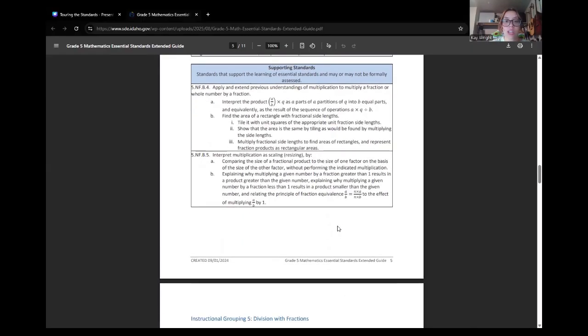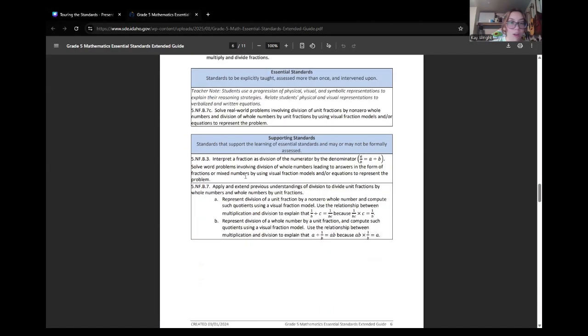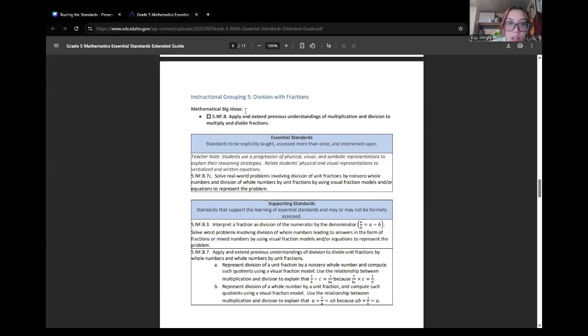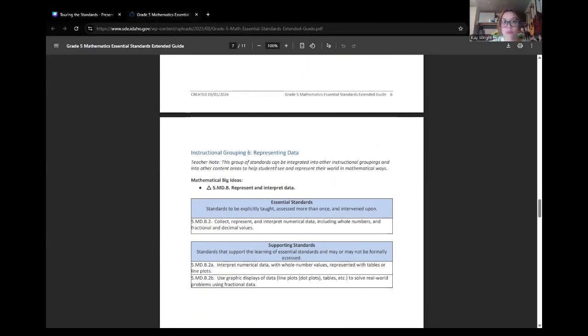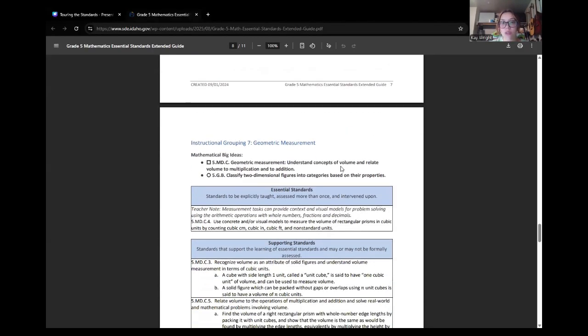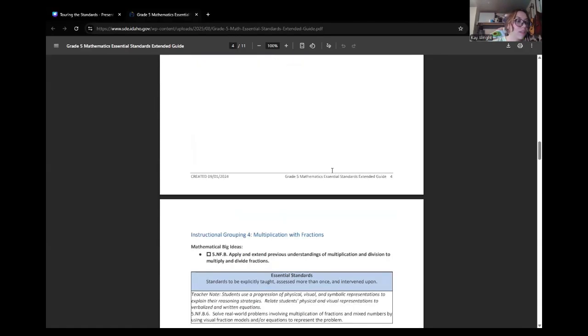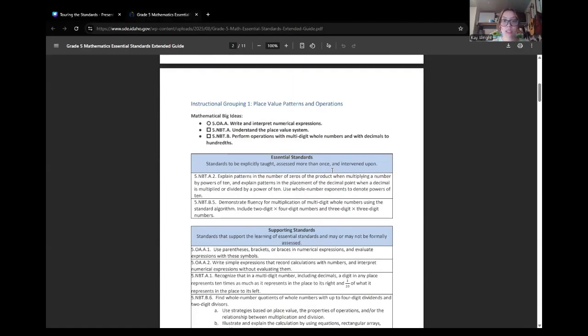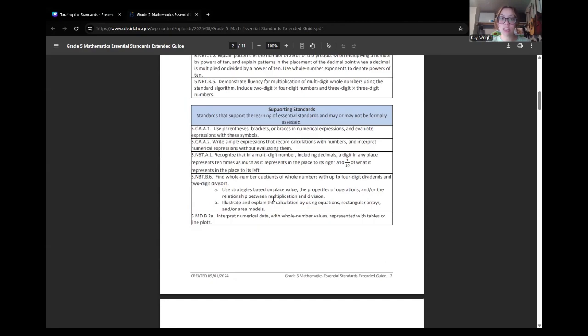So this makes clear how each standard connects. If you look here, this one is going to be division with fractions. Then we've got representing data. Then we have the geometric measurements. So it goes into each of the different standards. It's set out very clearly for teachers to see and follow along with.